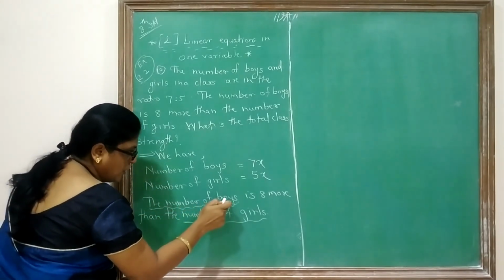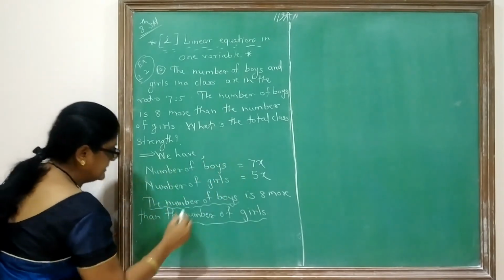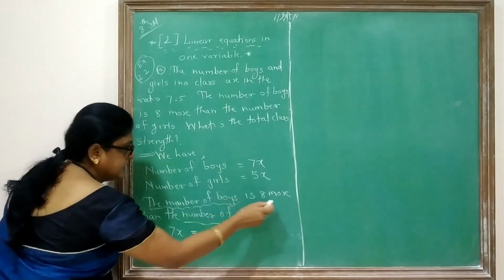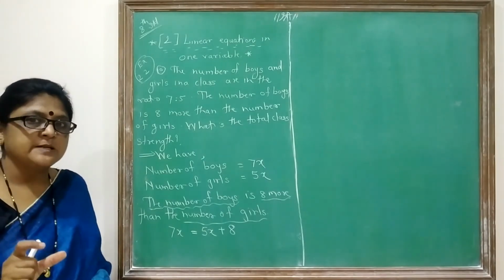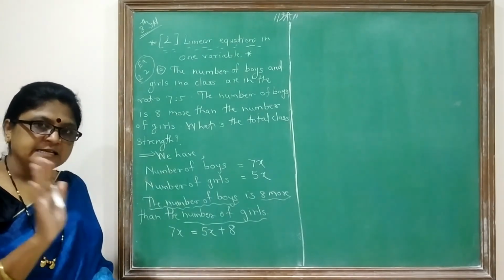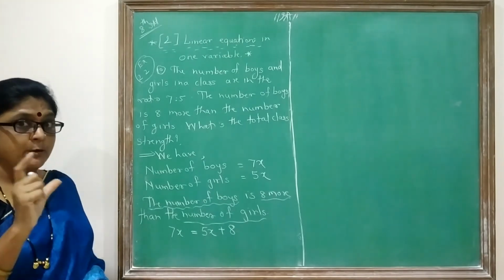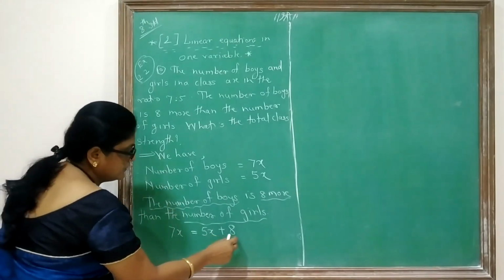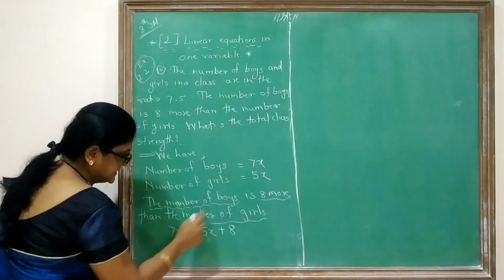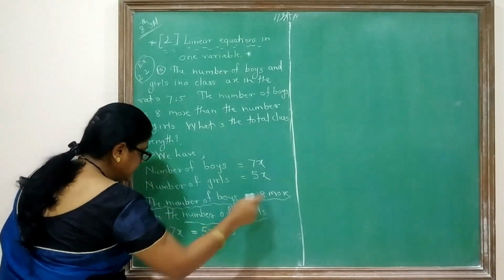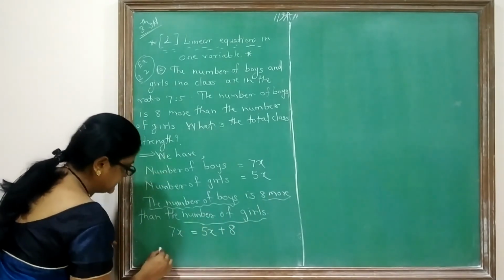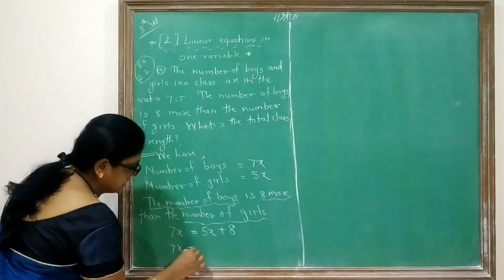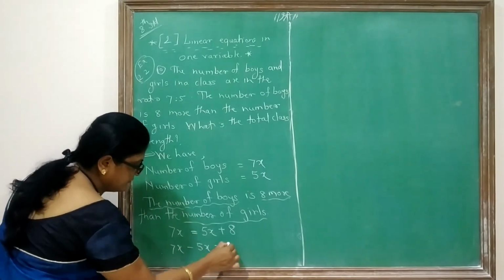The number of boys means here 7x, ratio is taken. Equal to 8 more than the number of girls. Then you will add here 8, because here the word more is present, then you will add. If the word less is present, then you will subtract. But here more is present, so you will add 8. The number of boys, that is 7x, equal to 8 more than the number of girls. The number of girls is 5x. 8 more than, that is plus 8. Then this 5x will be transferred to that side, that is 7x minus 5x equal to 8.